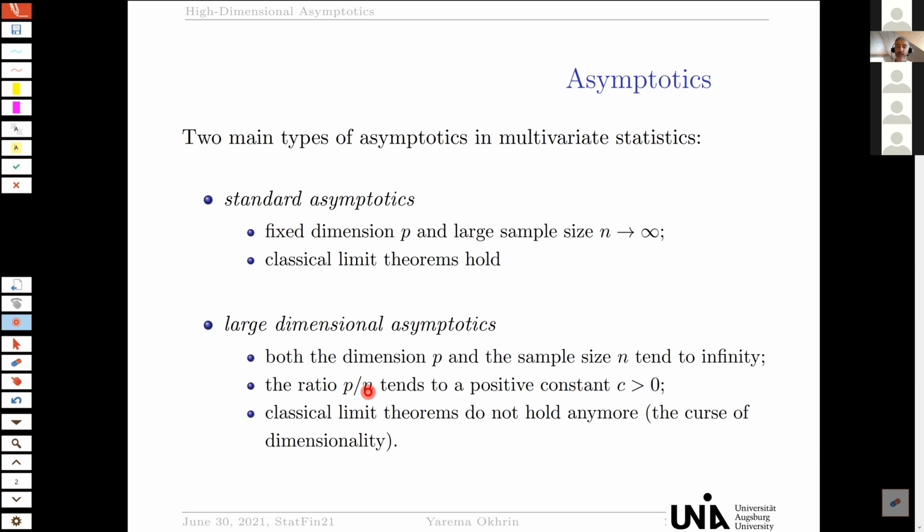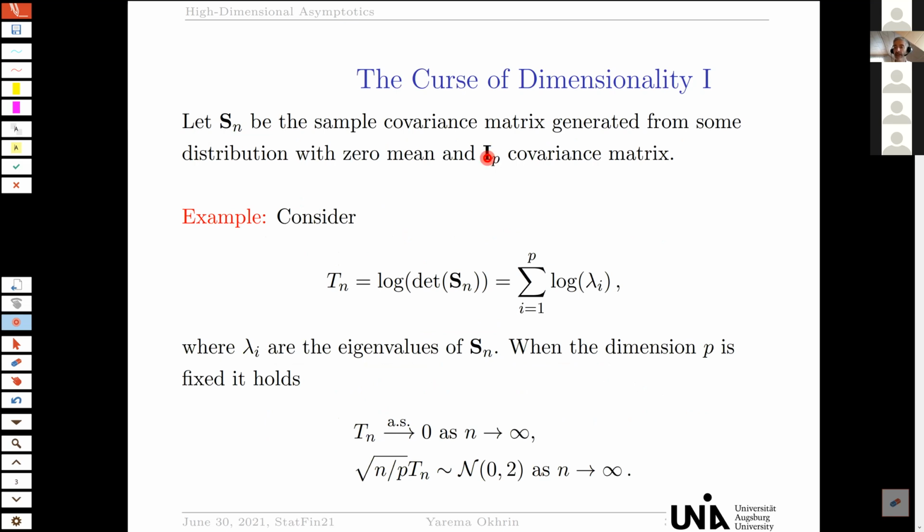Now, why are all those things problematic? Let's have a look at a very simple example. Assume that we are interested in the sample covariance matrix Sn, and the true covariance matrix is the identity matrix. So we have a diagonal matrix with ones on the diagonal, and else we have zeros. If you look at the log of the determinant, in fact here it is the log of the determinant of the correlation matrix, then it is obviously the sum of the log eigenvalues. And this quantity is extremely popular in statistical theory.